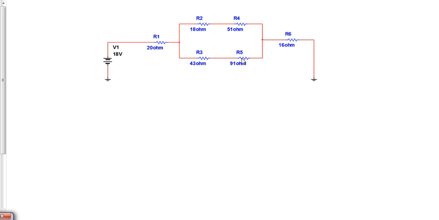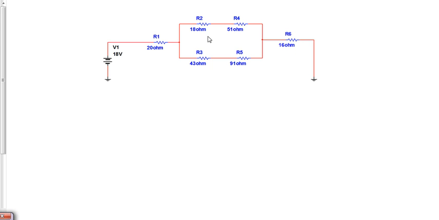So these sets of resistors must be parallel to these two. And then the current rejoins here on the way to ground and must go through the 16 ohm resistor. So it looks like we have a series, and then a series of resistors in parallel to another set of series, and then back to another series resistor.